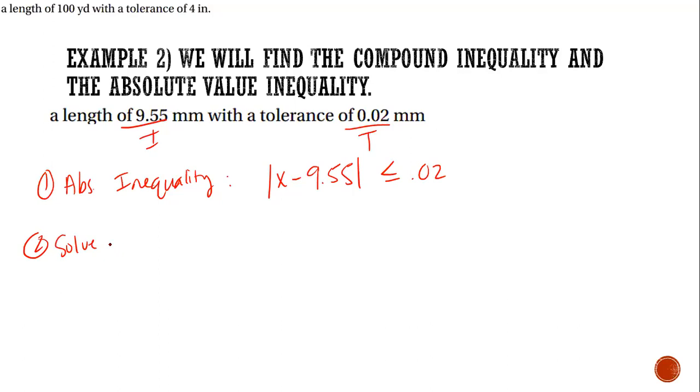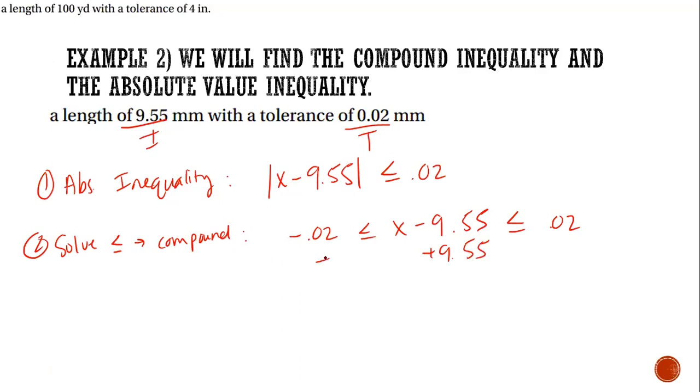And again, I'm solving using compound inequalities because it's less than or equal to. I'm going to have negative 2/100ths less than or equal to x minus 9 and 55/100ths less than or equal to positive 2/100ths. I'm going to isolate the x, which means I'm adding 9 and 55/100ths.